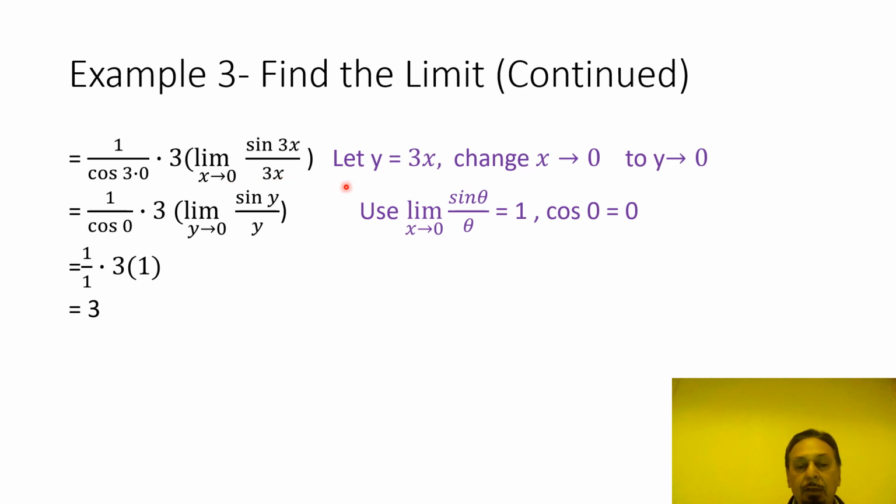So let's change the variables. Let y equal 3x. Remember, if I put 0 for x, it becomes y equal to 0. So we change x goes to 0 to y goes to 0. So we rewrite 1 over cosine 0, times 3 times the limit as y goes to 0 of sine y over y. Now by the special limit, this is 1, and cosine 0 is 1, so you have 1 over 1 times 3 times 1. So the final answer is 3.